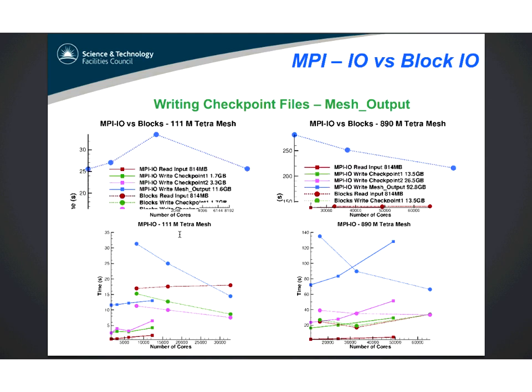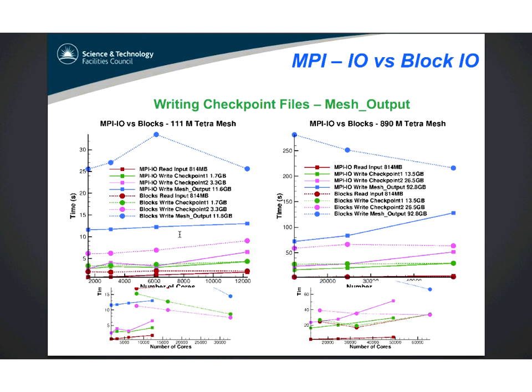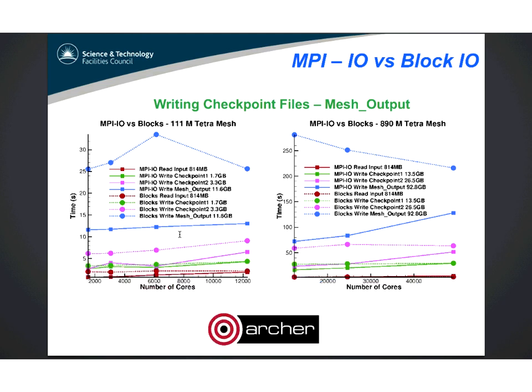So now we compared the MPI-IO and the block strategy, with the checkpoint files and the mesh output files. This is all done on Archer. What we found, as expected, is that the block strategy is a lot slower. In both cases we are using level one and level two of the meshes, but it seems that for level two we get a speed up when we increase the number of processors. We don't observe this kind of thing for the blue plot, for instance, when we're using MPI-IO.